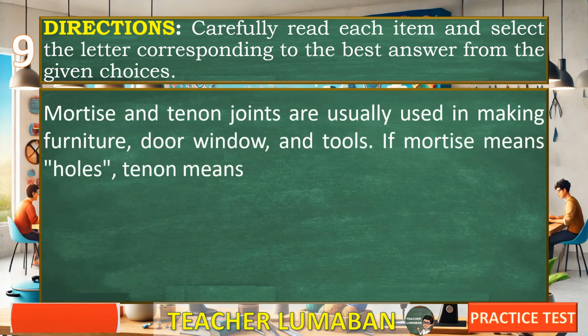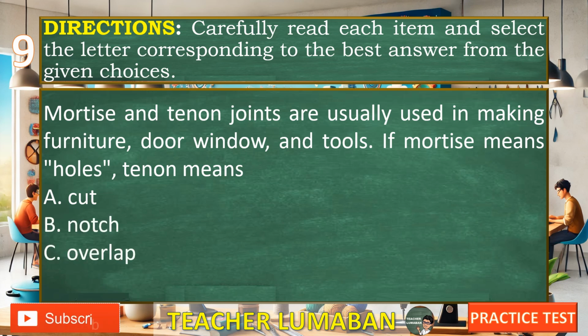Mortise and tenon joints are usually used in making furniture, doors, windows, and tools. If mortise means holes, tenon means: A. Cut. B. Notch. C. Overlap. D. Projection.